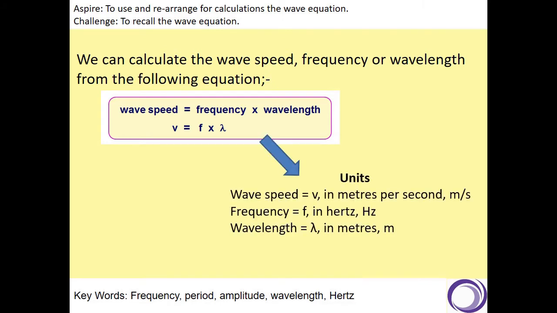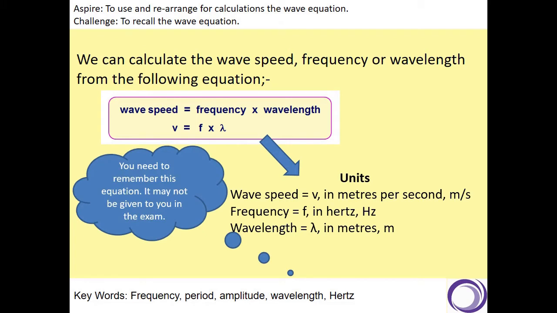So the units then, the speed's in meters per second, the frequency's in hertz, capital H, Hz for hertz. It's a capital H because it's a surname, Heinrich Hertz, from a previous lesson, and the wavelength, like any other length, we have in meters. Remember, this equation comes up a lot and you may not be given it in the exam.